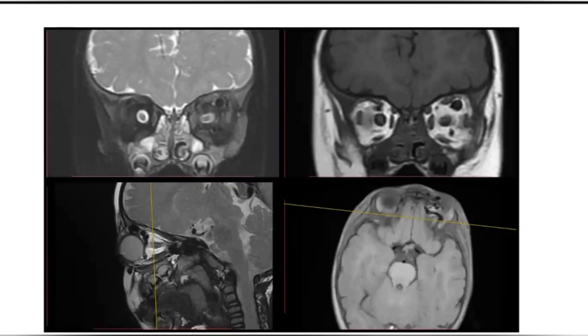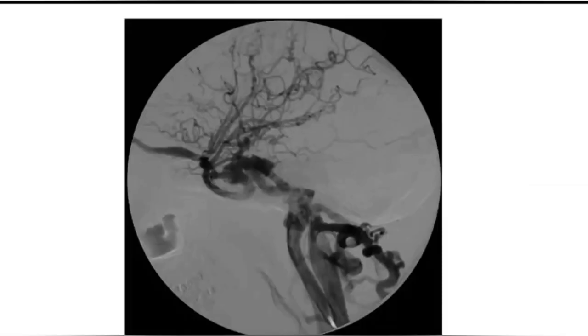A CT scan or... Yeah, you can always go for CT angiography, but I think best is if you directly go for conventional angiography, because you have to differentiate between direct and indirect varieties. Yes. Okay.